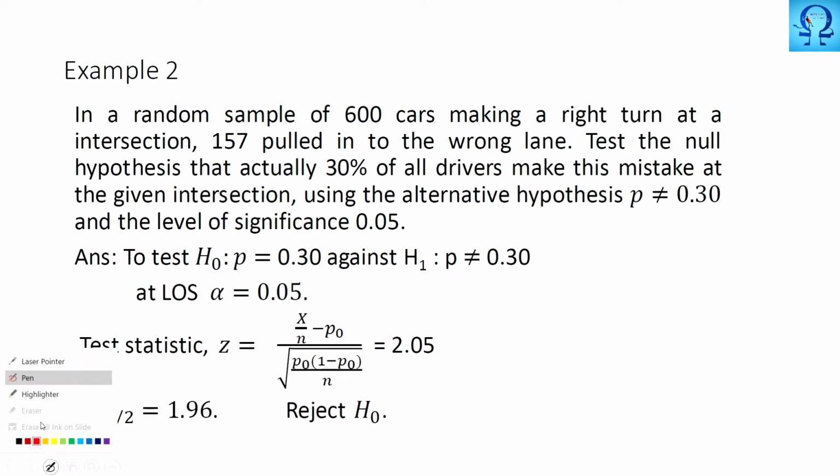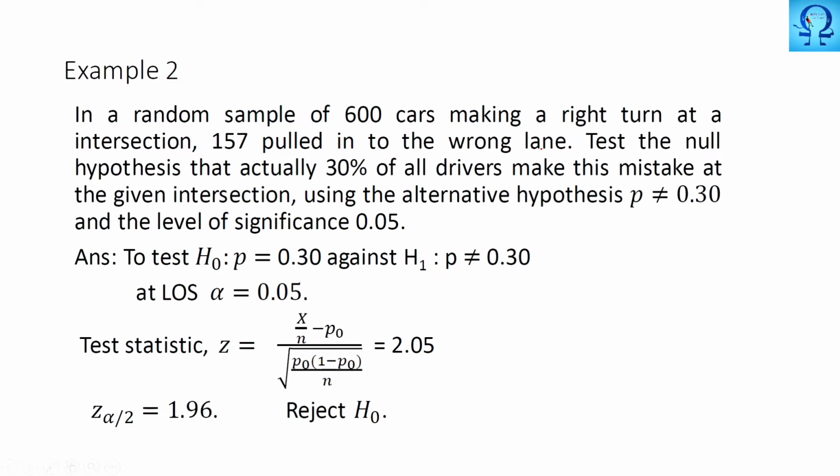Moving further, here in this problem we have a random sample of 600 cars making a right turn at an intersection. Out of which 157 cars pulled into the wrong lane. And we have to test the null hypothesis that actually 30 percent of all drivers make this mistake at the given intersection. We are asked to test p not equals 0.30 and the level of significance is 0.05.